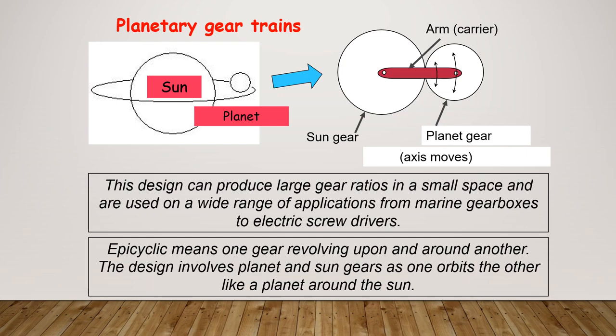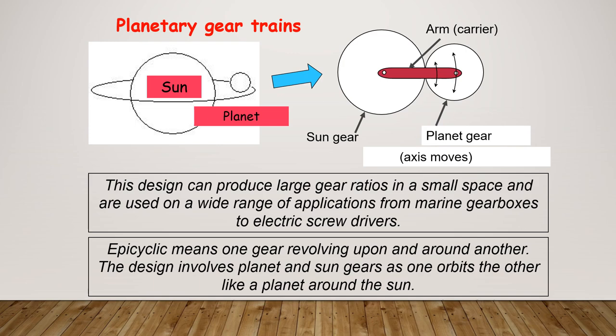As we know, the planet rotates around the sun in a fixed axis. Similarly, there will be a gear rotating around the sun gear, which is supported by the arm. So this design can produce a large gear ratio in a smaller space. You can have any number of planet gears. There will be one reference sun gear, and the other gears will move around this sun gear. So this is usually used to produce a large gear ratio in small space, and has a wide range of applications in marine gearboxes and electric screwdrivers. This is one advantage.